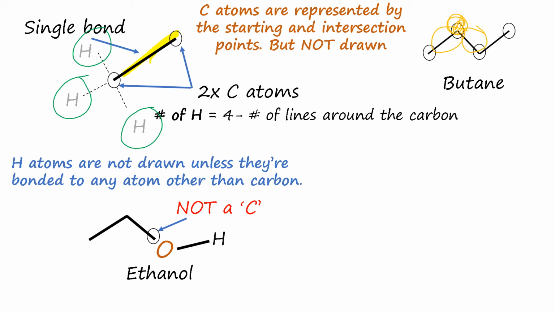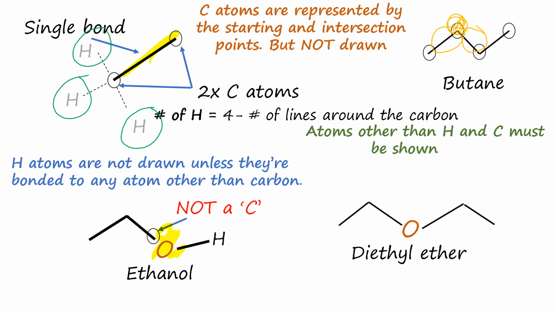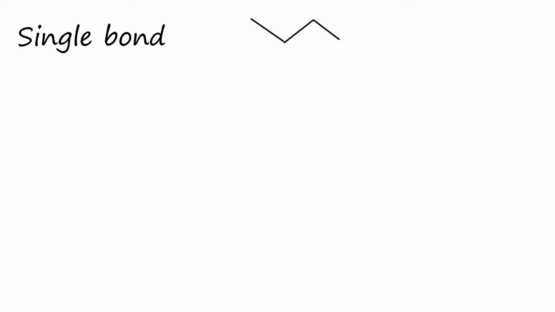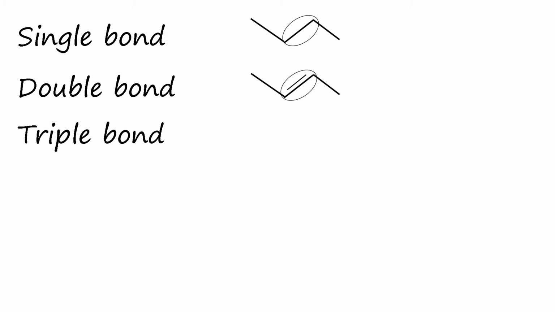We only consider the ending to be a carbon atom if it doesn't have any atom written next to it. Finally, atoms other than hydrogen and carbon must be shown. As we have seen in the previous example of ethanol, and also here in the skeletal structure of diethyl ether, any non-carbon atom must be shown. Lastly, in skeletal structures, single bonds are just represented by one line segment, a double bond is represented by 2 line segments, and a triple bond is represented by 3.